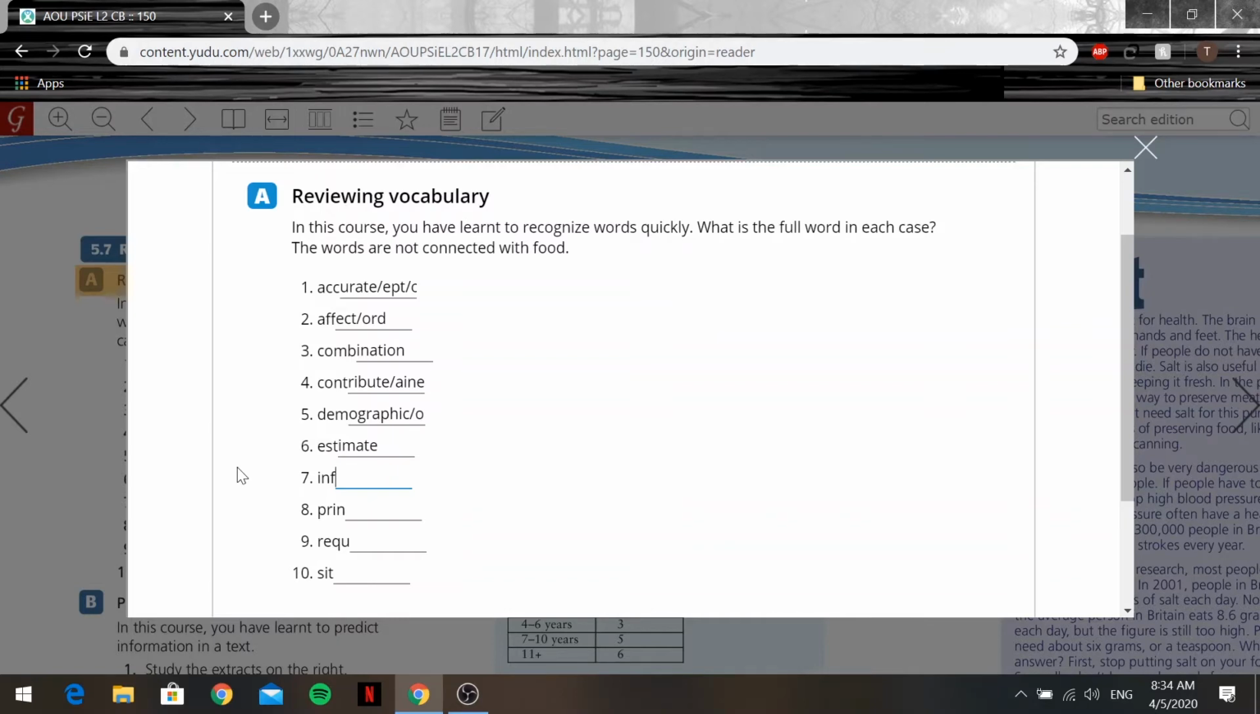Seven, inf, that's interesting. Actually, I have some here, so I'll say influence, okay? So the word influence, what else do we have? I could say information, okay? I could also say something like inform, simply orm, so inform. So three: influence, information, and inform. Eight, we have prin. Oh, this one's pretty simple. I can say principle, okay? I can also say print. So just add a T here, okay?